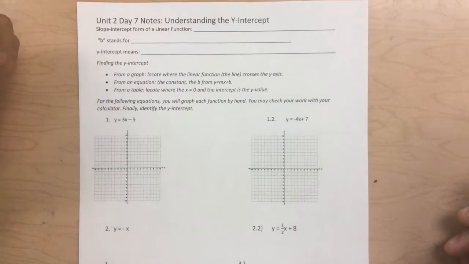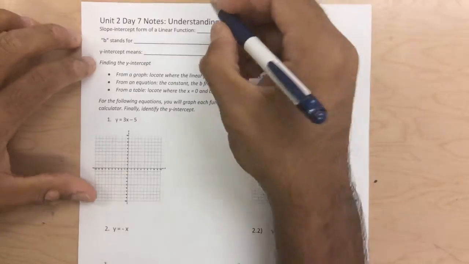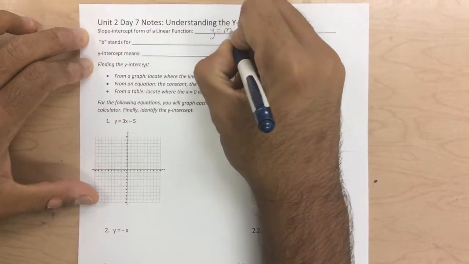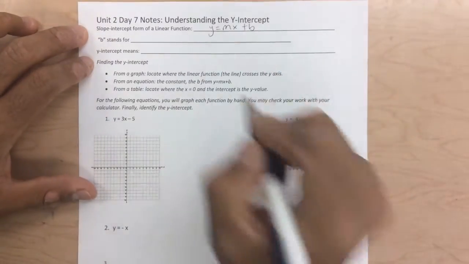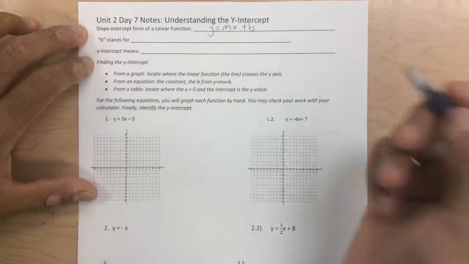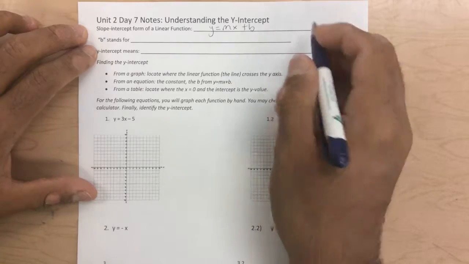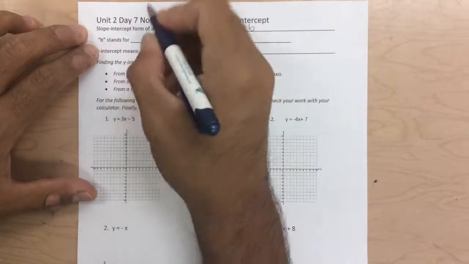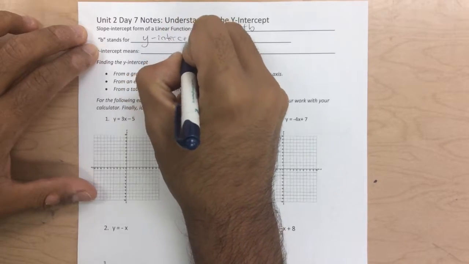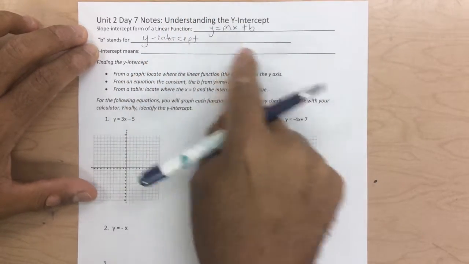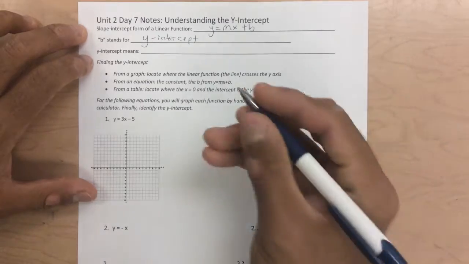Okay, so today we're going to do Unit 2, Day 7 notes, which is basically understanding the y-intercept. Now, you already know that the slope-intercept form of a linear function is y equals mx plus b. Now, obviously you have no idea what each letter stands for, but today we're going to learn about the y-intercept, which basically is the letter b. Letter b stands for the y-intercept of your linear function. Now, what does the y-intercept mean?